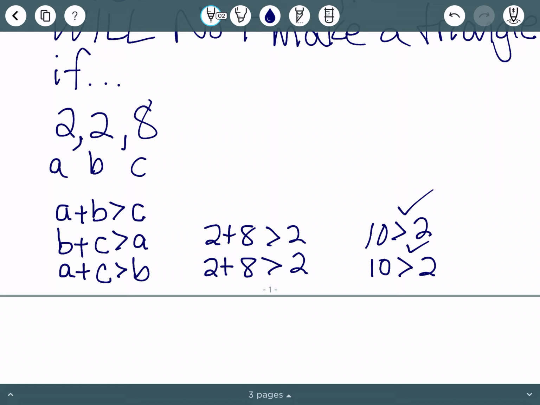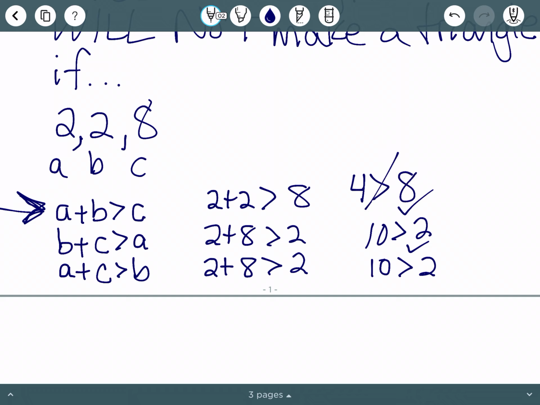That means there's got to be something wrong with this inequality statement right here. Something's up. This is not going to work. Well, side A is 2, side B is 2. Is their sum greater than side C, which is 8? Well, 2 plus 2 is 4.